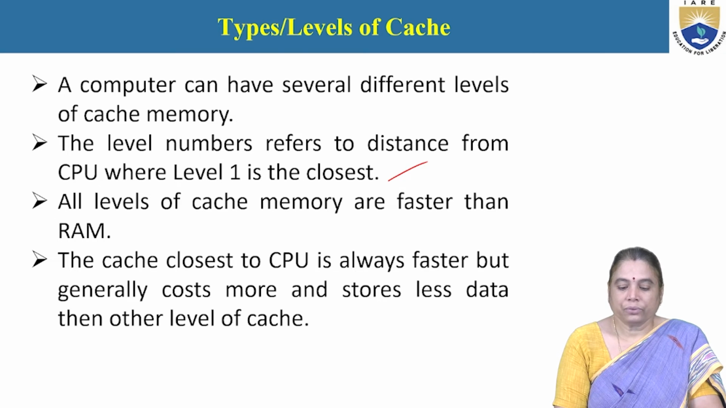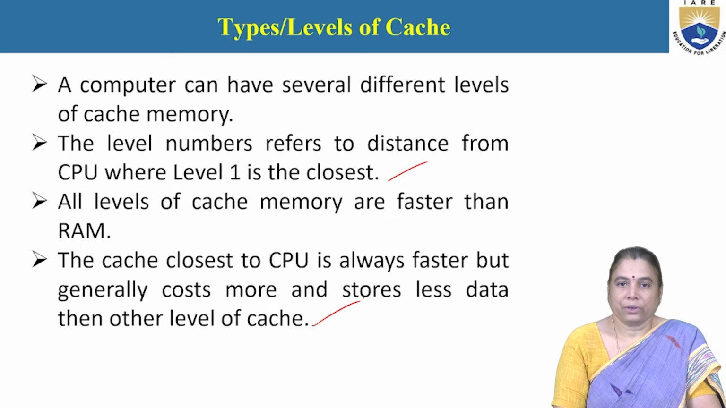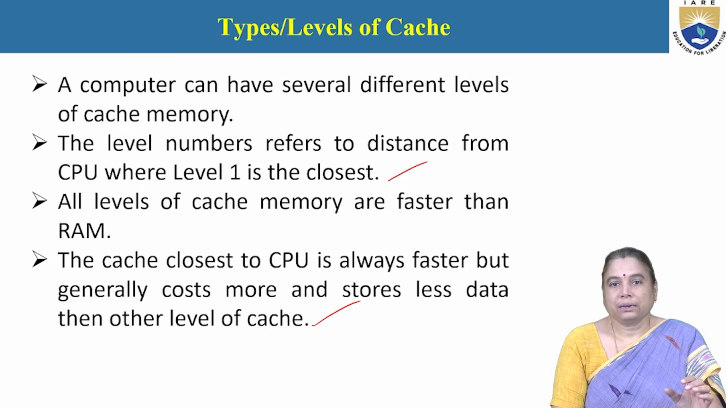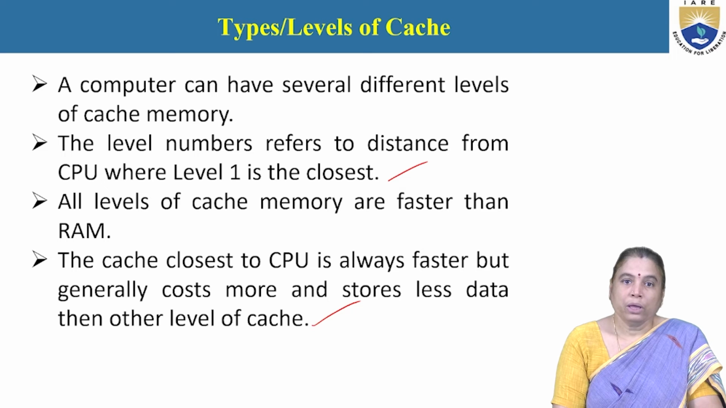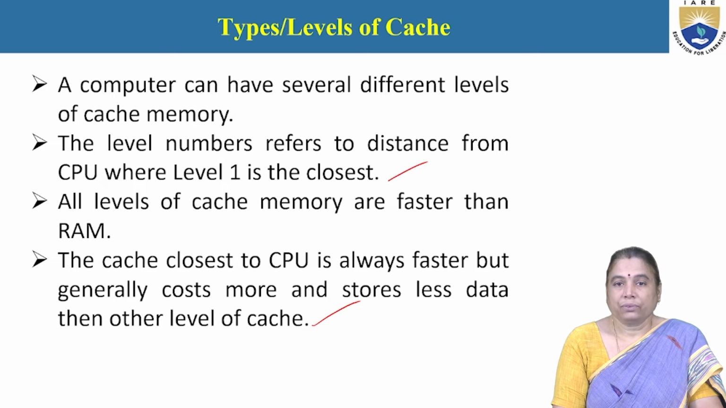The cache closest to the CPU is always faster, but generally costs more and stores less data than other levels of cache. So the level of cache that is very near to the CPU can be the fastest one. All levels of cache are faster than the RAM, but the cost of this cache memory is high when compared to the RAM. But they have less storage capacity when compared to the RAM.